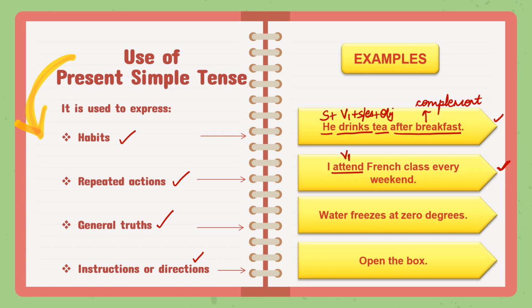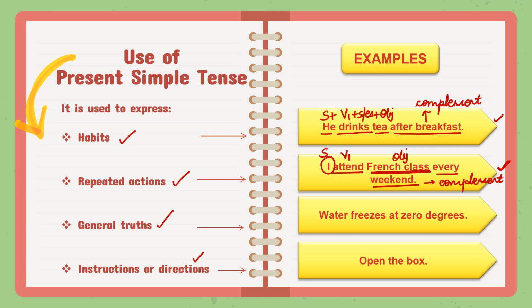This is V1 form. Who attends? I. This is our subject. I attend what? Answer is French class. Answer of what is French class. So this is our object. And over here again, every weekend is complement. Group of words added just to complete the meaning of the sentence.